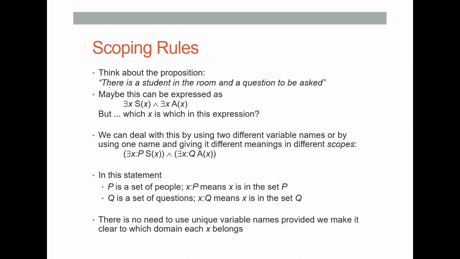What if I have this situation? There is a student in the room and a question to be asked. And now I'm going to model this situation as two parts. I have a predicate called S of X, which means that X is a student in the room, and A of X, which means that X is a question to be asked. And now it's being linked by AND, so I will connect the two by AND, and that's it.